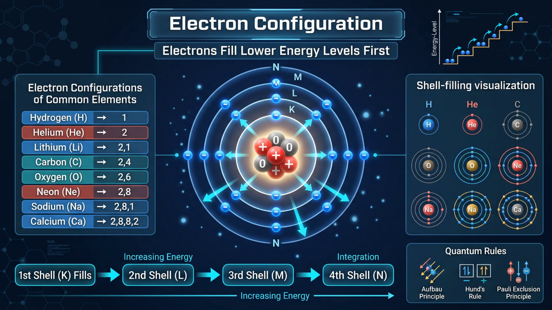Now consider lithium, which has 3 electrons. The first 2 electrons completely fill the K shell, but the K shell cannot hold any more electrons. Therefore, the third electron enters the L shell. The electron configuration of lithium is 2-1, meaning 2 electrons in the K shell and 1 electron in the L shell. Next comes carbon, which contains 6 electrons.